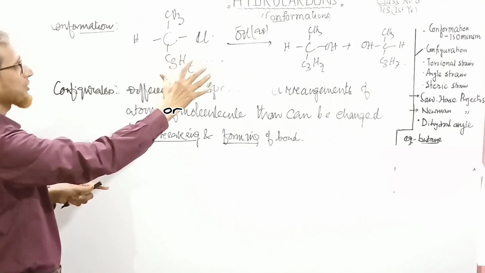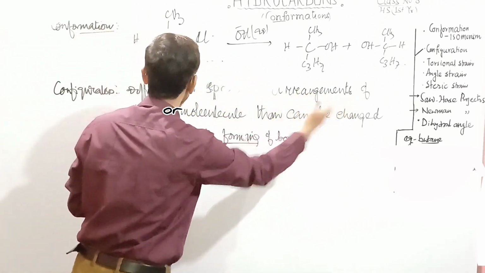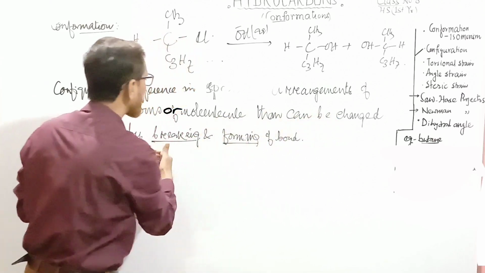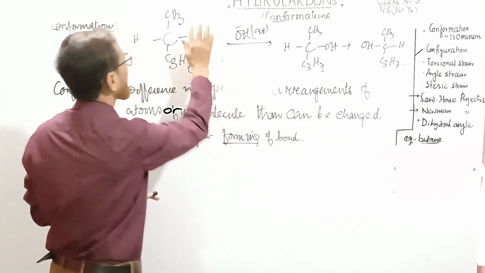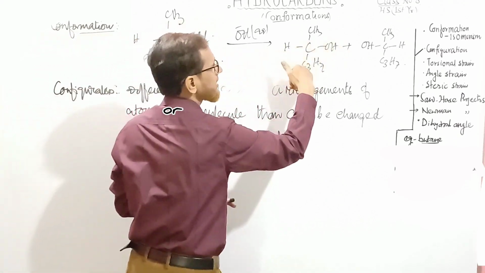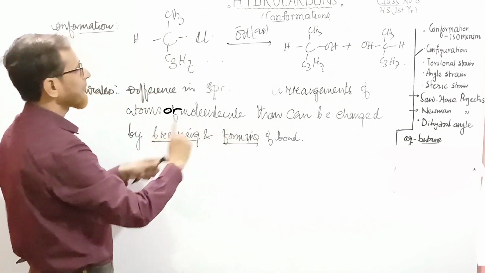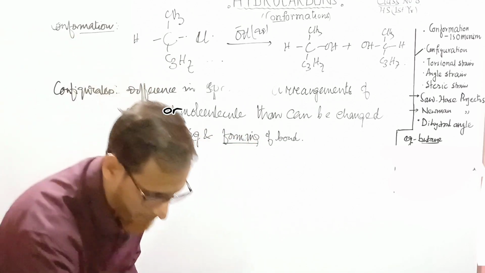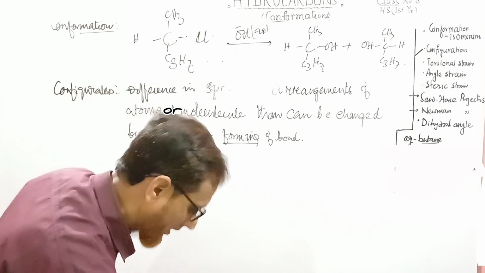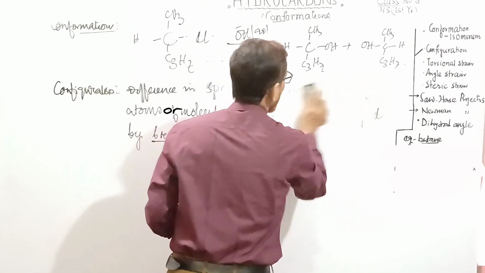So the configuration, or the difference in spatial arrangement of atoms, can be changed by breaking and forming of bonds. When the carbocation is formed, a bond is broken, and OH enters either from the left or the right, forming a bond. So by breaking and forming, the bond is formed. It is called configuration. Very often you are mistaken, that's why I have explained the term configuration.